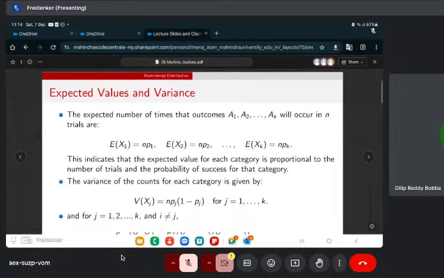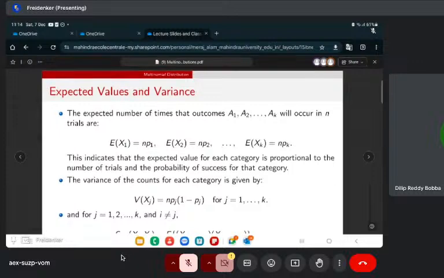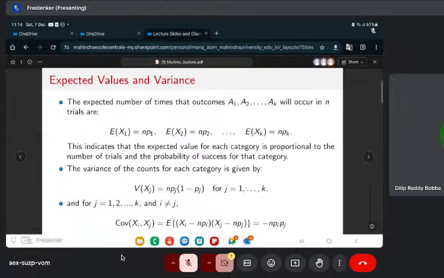Okay, expected values and variance. Expectation of x1. See, I just told you that each random variable of a multinomial distribution follows a binomial distribution. And we know the mean in a binomial distribution, right? It's np. Mean in binomial is np, and variance is npq. What is the probability of success of x1? It is p1. So mean is np1. For x2, it is np2, and so on, npk.